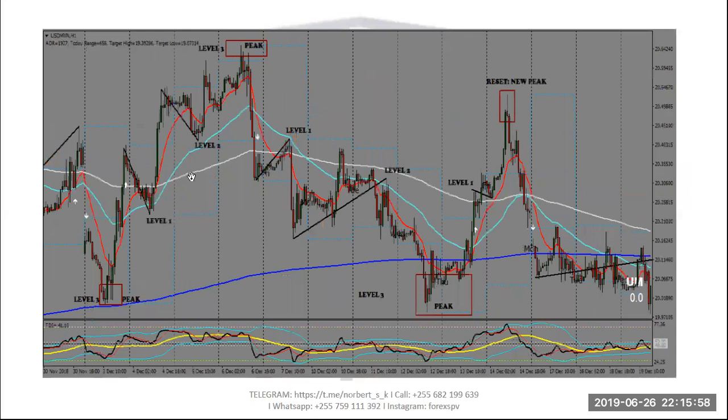Here's the market maker cycle. See, there's a peak low, level 1, level 2, level 3, the peak high, level 1, level 2, level 3. Here there's the peak. The dealer having completed the cycle here, he formed a peak reset. We talk of the peak reset, and then he went away.